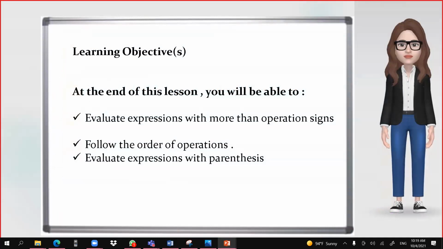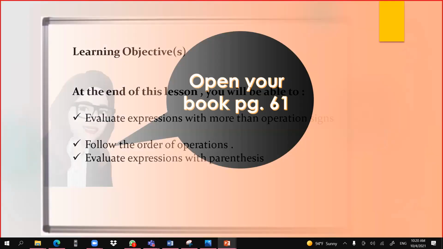If we have an expression, as we said, what is a numerical expression? It is numbers with more than one operation sign, not only plus. We could have plus, divide, multiply, all of them in one expression. How can we evaluate this expression? By following the order of operations. And sometimes you have to evaluate with parentheses.